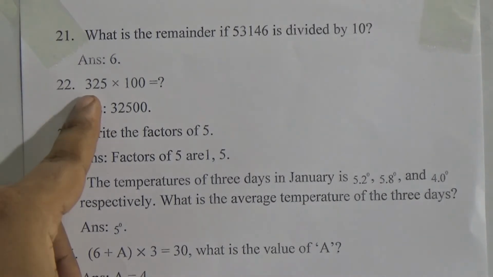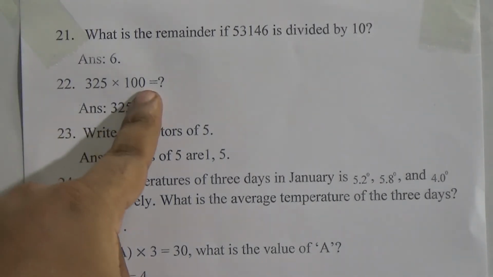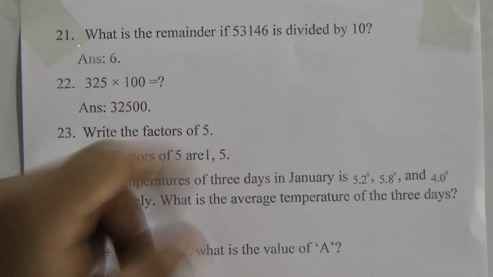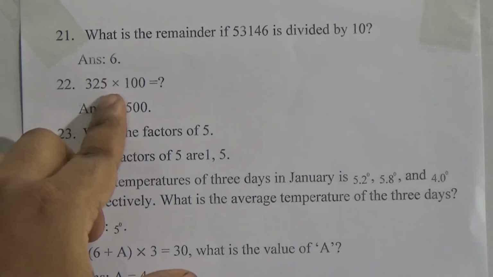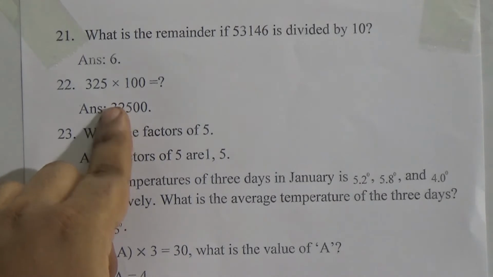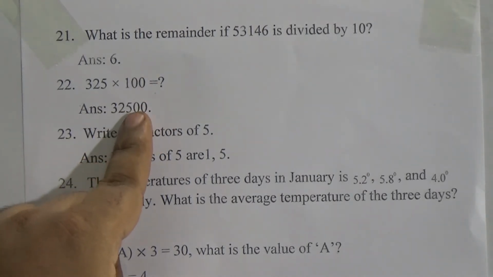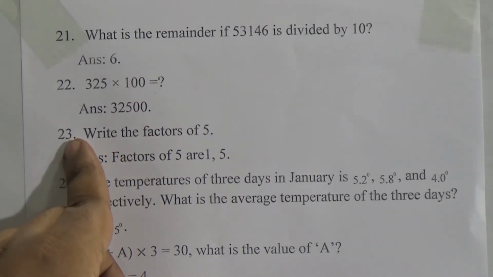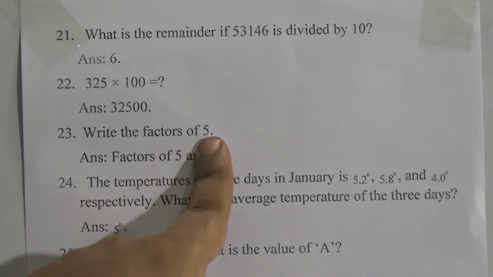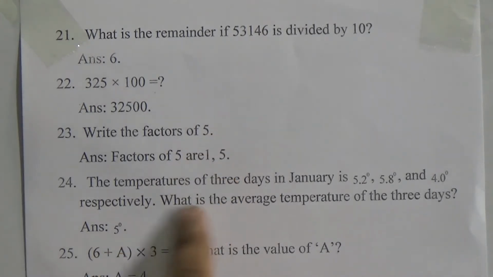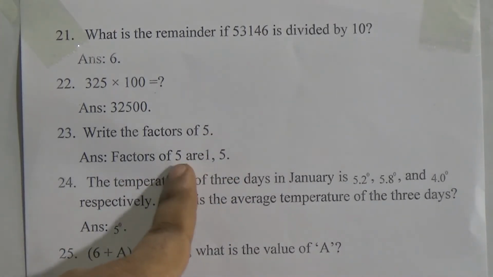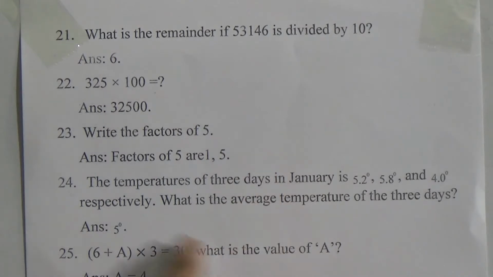Question 22: 325 multiplied by 100, and we get what? Easy method of multiplication. First we multiply 325 by 1 and get 325, and the two zeros are placed here, right? Number 23, write the factors of 5. 5 is a prime number, so it has only two factors, 1 and itself, that means 1 and 5. Factors of 5 are 1 and 5.